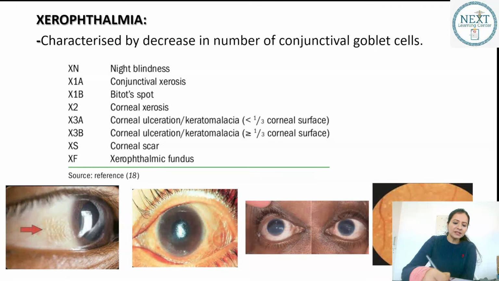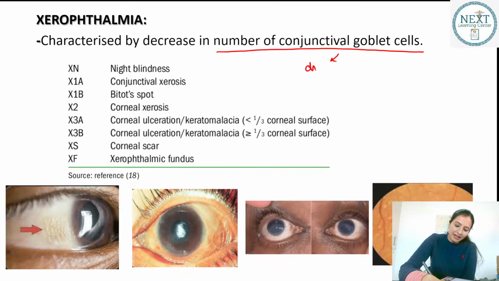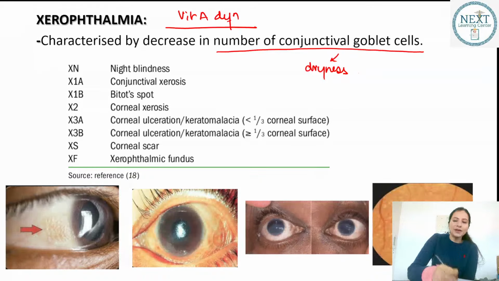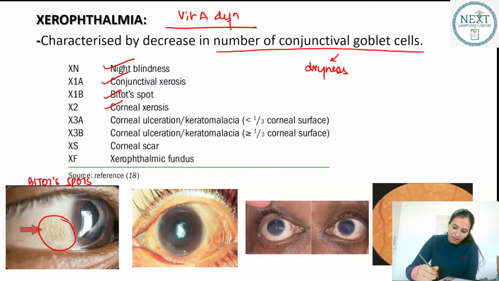Xerophthalmia: what happens is there is a decrease in the number of conjunctival goblet cells that will lead to dryness in the eye. Why is it occurring? This is occurring because of vitamin A deficiency. So we have a classification for that. XN is night blindness, X1A is conjunctival xerosis. This is what you call Bitot spots. X2 is corneal xerosis. This is corneal xerosis.